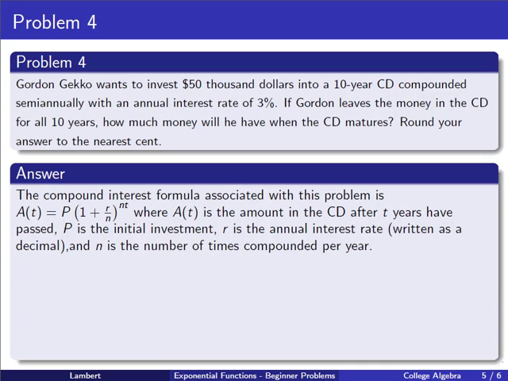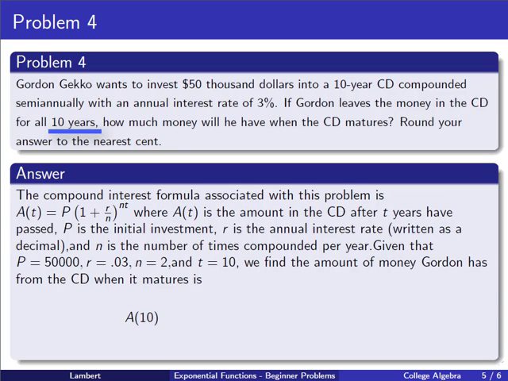So keeping all that in mind, what is our P value? Well, if you look, we have $50,000. So P is 50,000. What is our r value? Well, we're compounding with an annual interest rate of 3%, so writing that as a decimal, it's 0.03. And our n, we're compounding semi-annually, so that would be 2 times a year, so n equals 2. And our t value, if you notice, is a 10-year CD, and we're keeping our investment in all 10 years, so t equals 10.